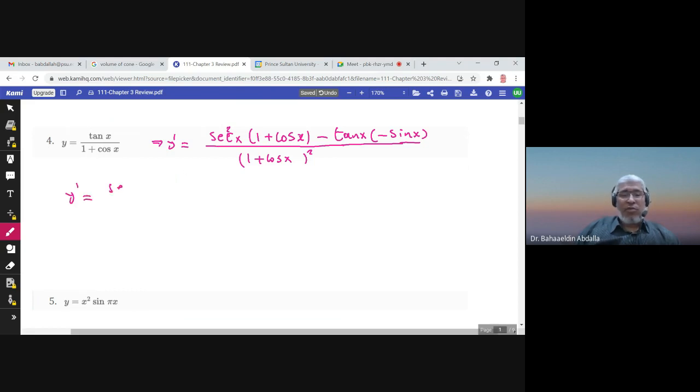Now secant square times 1 is secant square, and secant square times cosine, secant times cosine is 1. So I'll have plus secant. So I have secant x, then minus times minus is plus, and sine x times tan x, over 1 plus cosine x all square. Okay, this is enough for me. I can simplify more, but I think that this is okay.